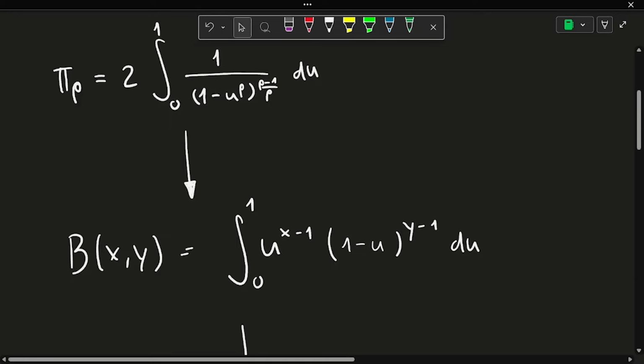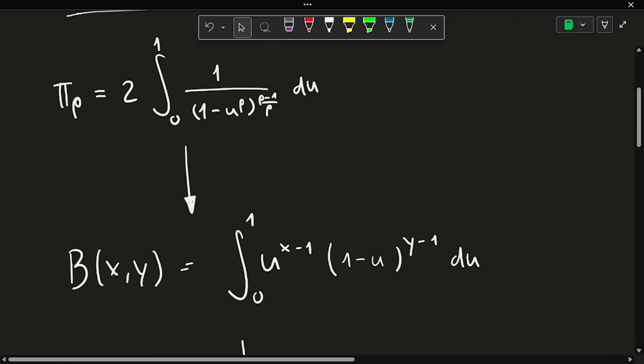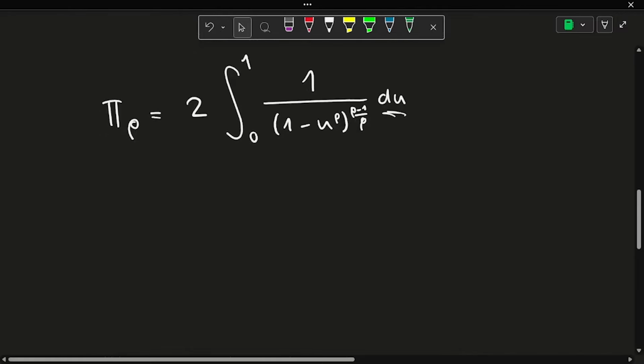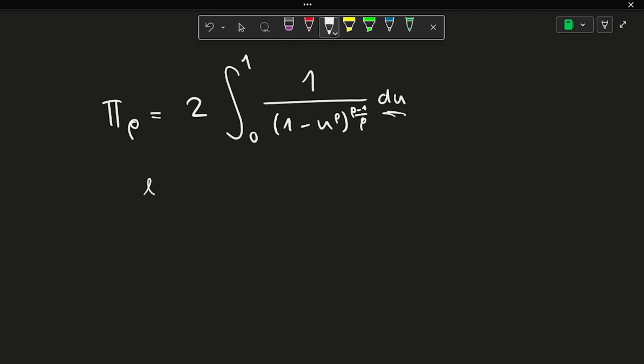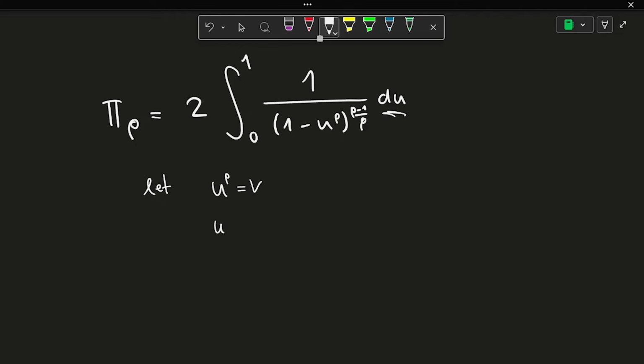The goal here is to take our pi p definition in terms of an integral and try to write it so that it's very similar to the beta function integral. So let's go ahead and do that. Well, the first step that we can do is a clever substitution. We're going to let u to the p equal v. That means that u can be written as v to the power of 1 over p.